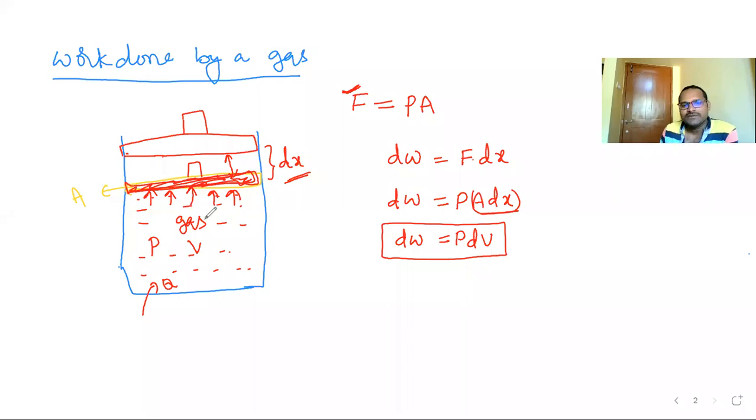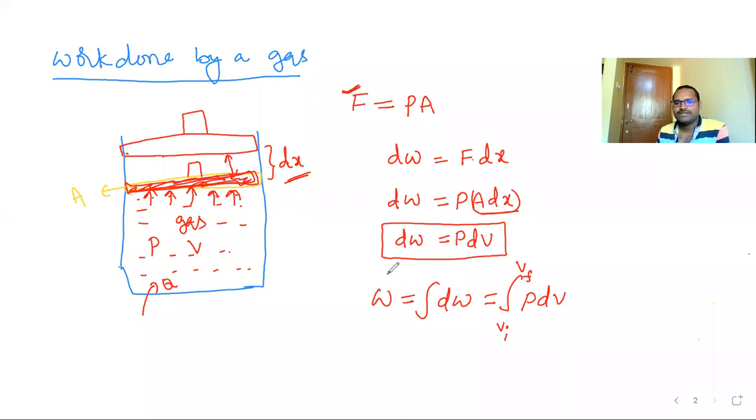Now let us suppose the piston has traveled a finite distance. Then the total work done by the gas we can get by integrating this, that is the integration of PdV. Here we are integrating over volume, so the volume limits go from initial volume to final volume. Let us suppose the initial volume is V initial and the final volume is V final. This will be the formula for work done by the gas. Clear? It is an important formula, you need to remember this.